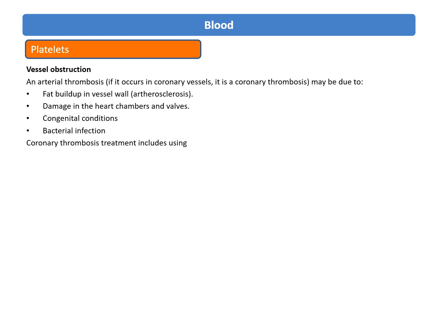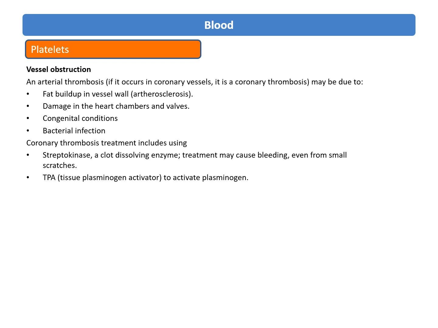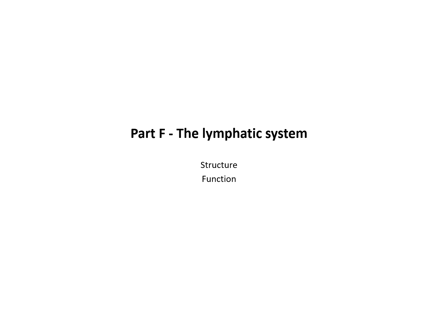A coronary thrombosis treatment includes using streptokinase. This is a clot-dissolving enzyme. It has to be administered carefully because treatment may cause bleeding, even from small scratches. TPA, tissue plasminogen activator, can be administered to activate the plasminogen.